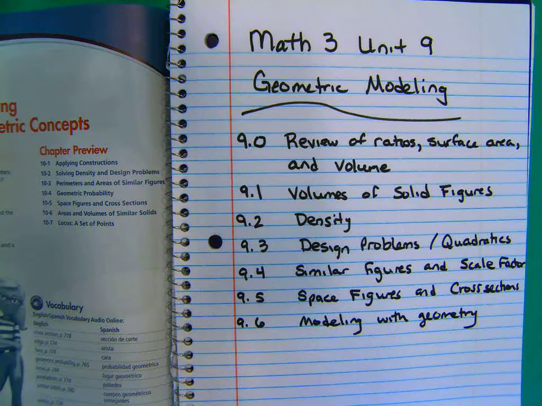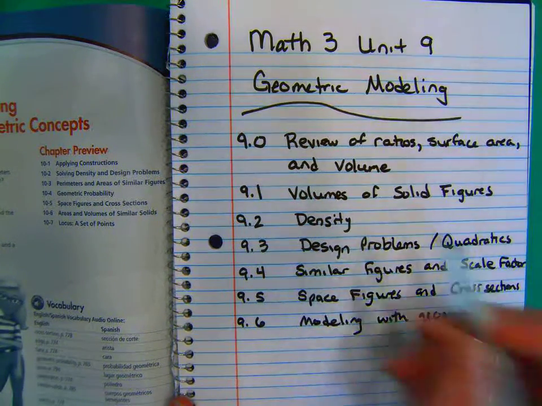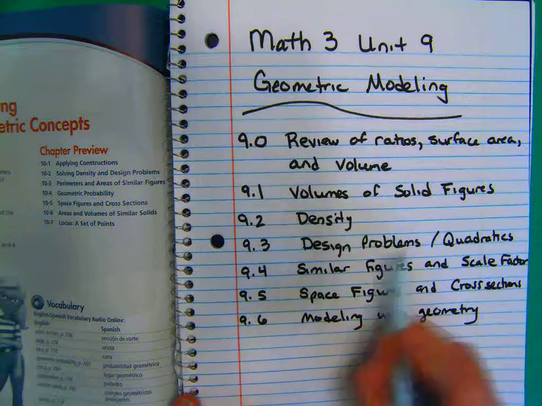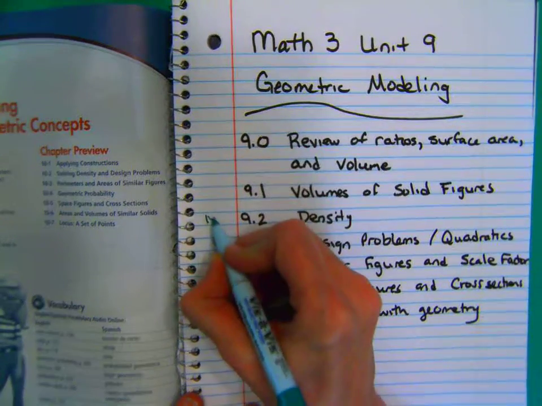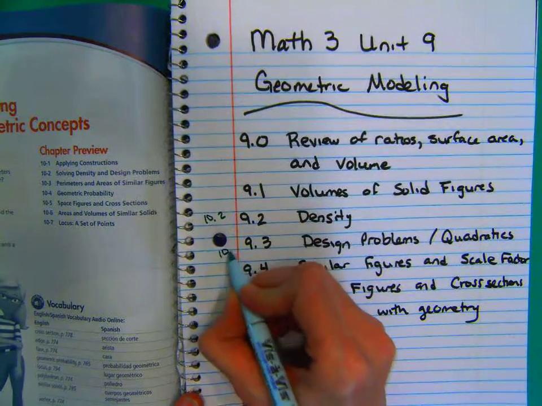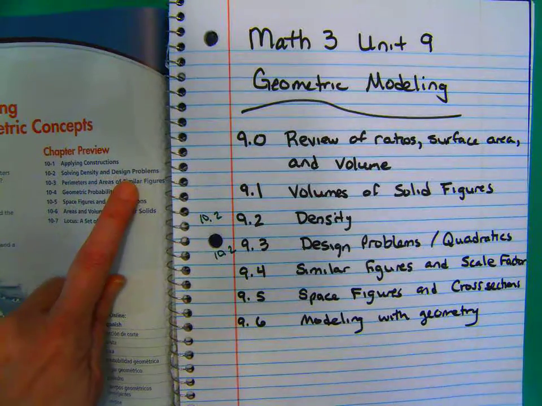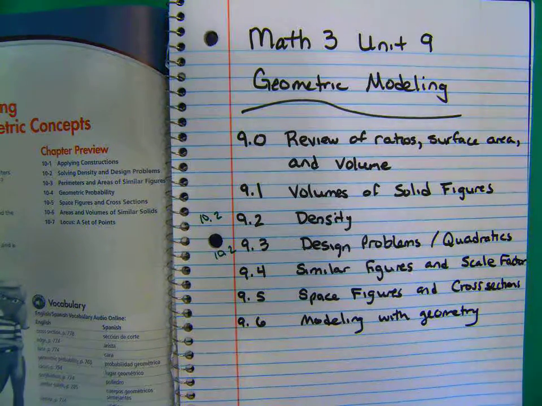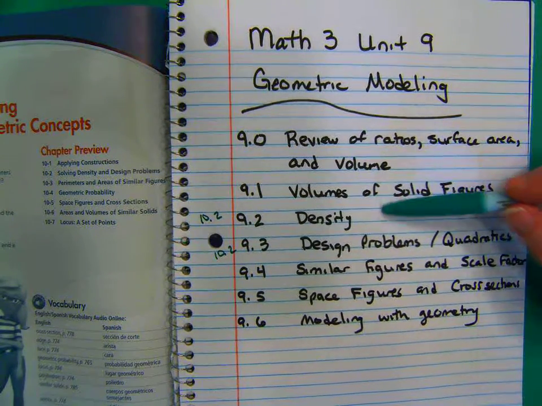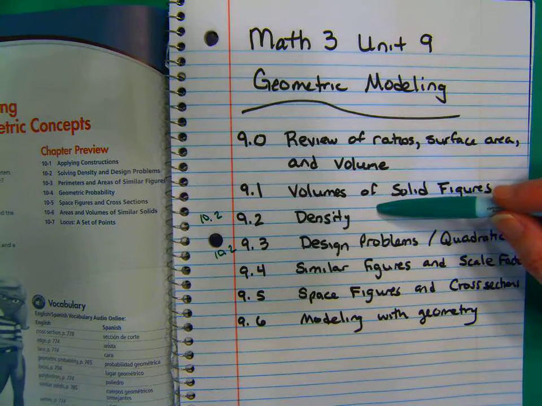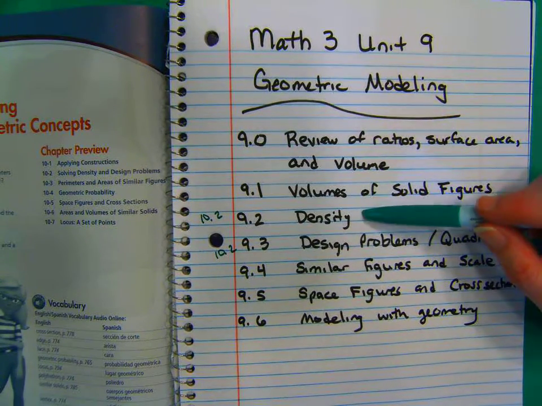Then density and design problems are both from section 10.2 in the textbook, solving density and design problems. The idea in this entire chapter is to be using our volume and area formulas that they've been learning through middle school in application situations. And so density is a formula that uses volume. Sometimes they'll need to find volume to be able to do that. It's a really friendly lesson.